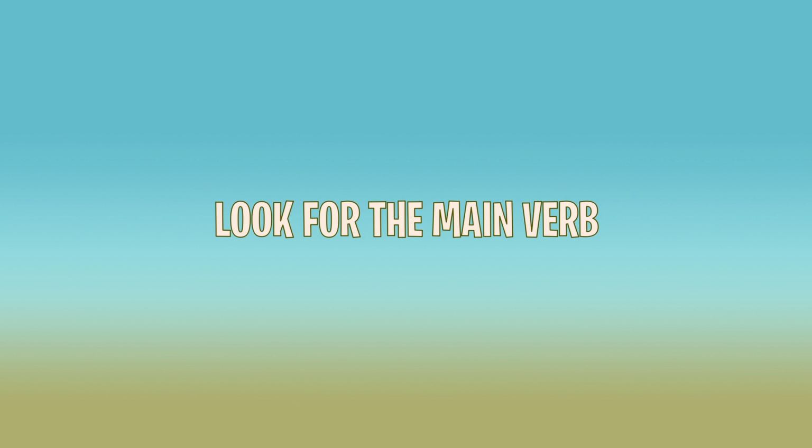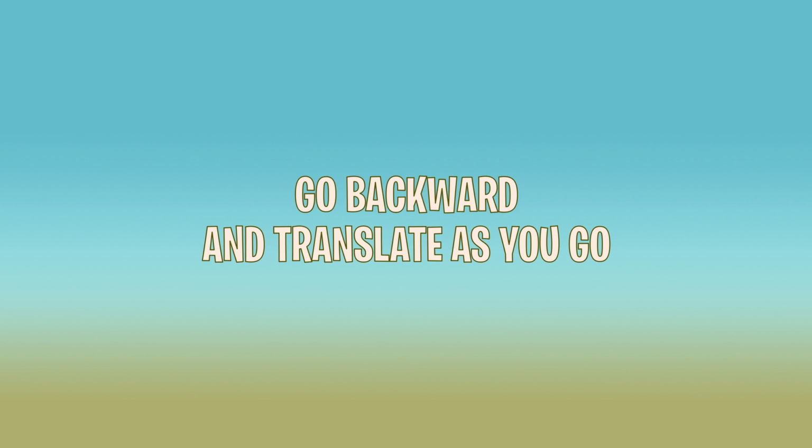Rule number 2, look for the main verb. Usually the main verb is at the very end of the sentence, so it should be easy to find. You want also to pay attention to the tense of the verb. Then go backward and translate as you go. You have to start from the main verb once you found it, and you want to go backward and translate each word respectively with its own marker.